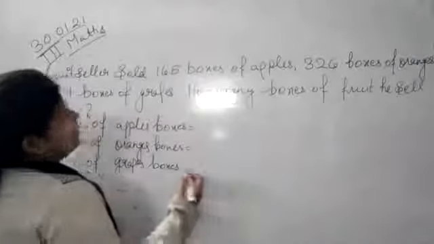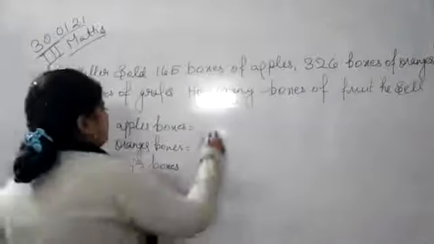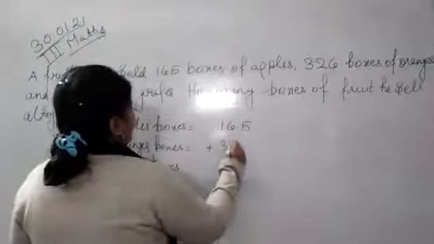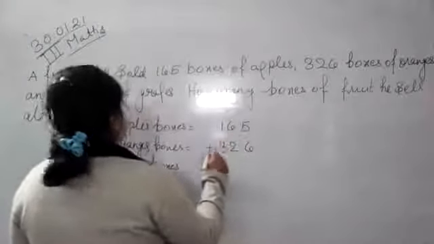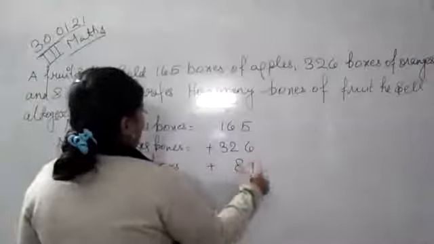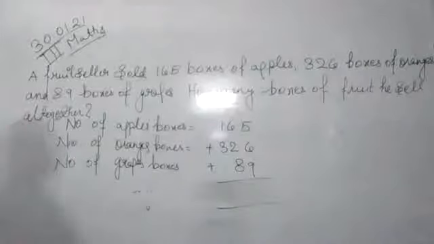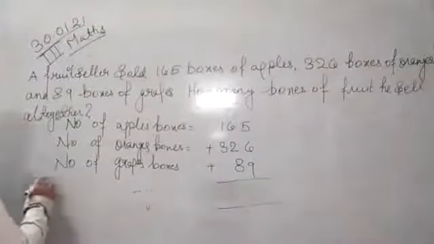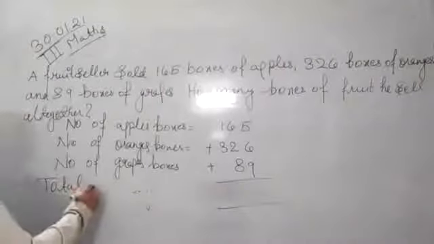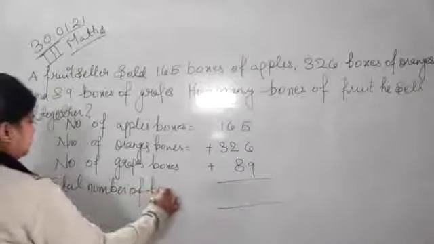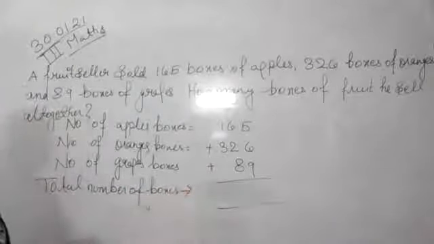Then do the addition. Okay? So, 165 plus 326 and plus 89. Our last statement will be total number of boxes sold. Okay? Do the addition. Start from the ones place.